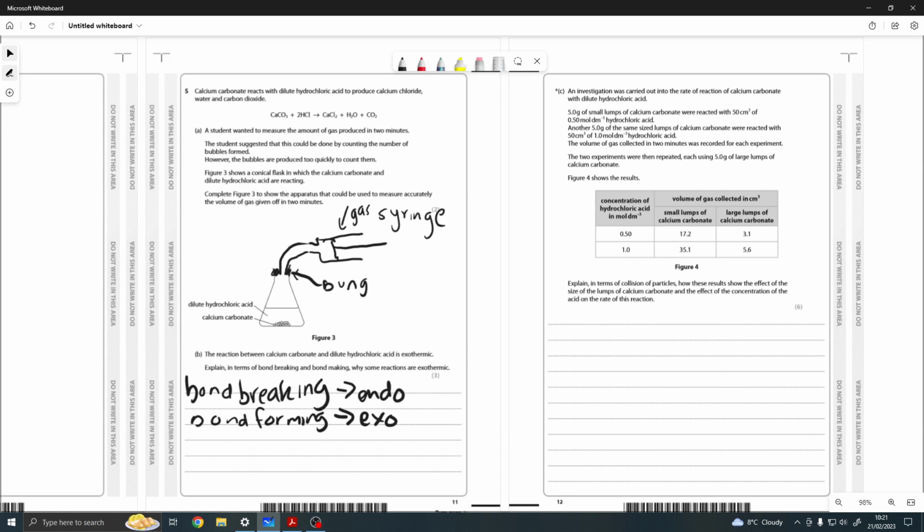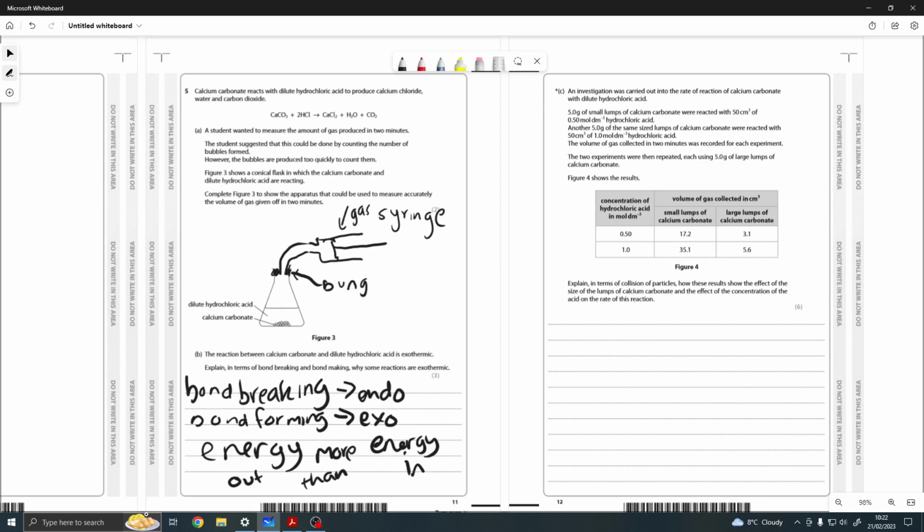Bond forming is exothermic. Now, if the reaction is overall exothermic, what that means is that energy out is more than energy in. Okay, so more energy is given out than taken in. There we are. Okay. Right, C.